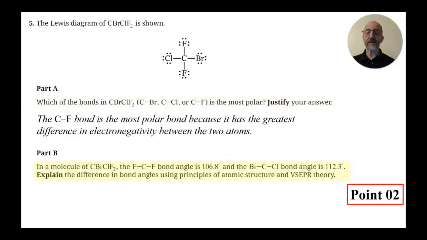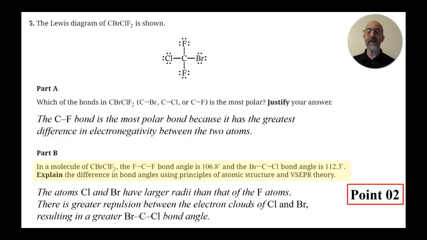Now, moving on to the second point, in a molecule of CBrClF2, there are different bond angles. The fluorine-carbon-fluorine bond angle is a smaller bond angle at 106.8 degrees, and the bromine-carbon-chlorine bond angle is a larger bond angle of 112.3 degrees. Explain the difference in bond angles using principles of atomic structure and VSEPR theory. So I have to talk about a greater repulsion between the atoms of bromine and chlorine. So I said the atoms of chlorine and bromine have larger radii than that of the fluorine atoms. And so because of the larger atomic radii, there's greater repulsion between the electron clouds of Cl and Br, and that results in a greater bromine-carbon-chlorine bond angle. So that would be my answers to points 1 and point 2.